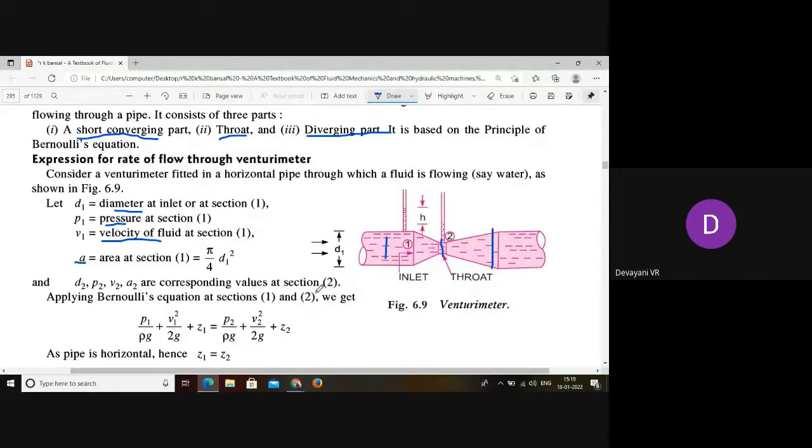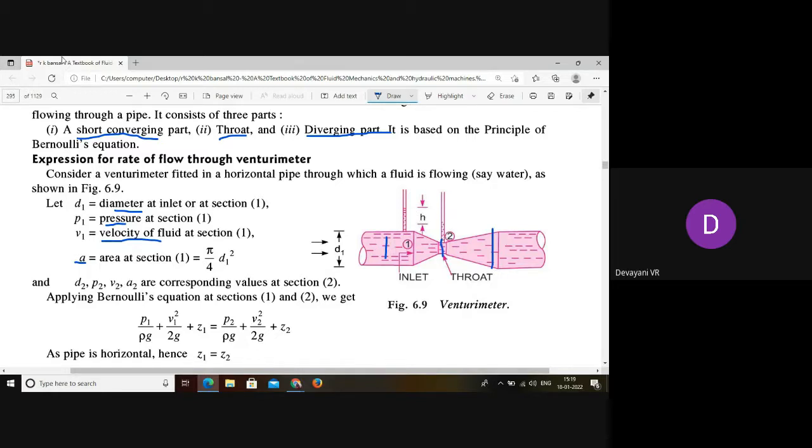And similarly, D2 is the diameter at section 2, that is at the throat. P2 is the pressure at section 2, V2 is the velocity of the fluid at the throat, and A2 is the area at the throat, that is pi D2 square by 4. So now let's apply Bernoulli's equation at section 1 and at section 2.